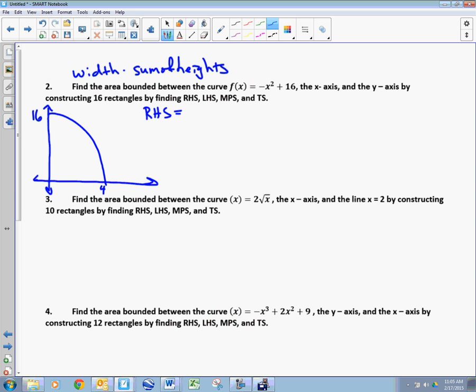So for right-hand sum, can anybody tell me what the width is of each rectangle? A fourth. How do you get that? 4 minus 0, the length of the interval, 4, and then you divide it by the number of rectangles, which was 16. So 4 over 16, or 1/4, is 0.25, times the sum of the sequence of, what do I type in next on my calculator? The function negative x squared plus 16. I define my variable x.